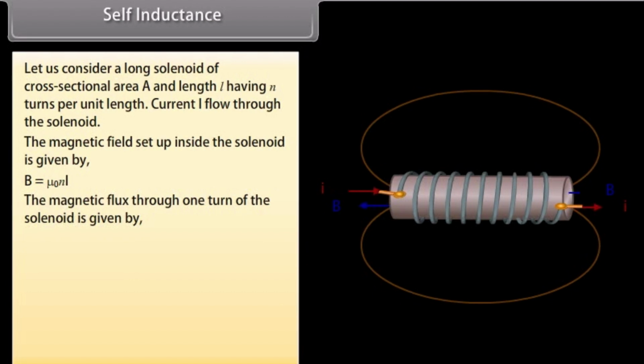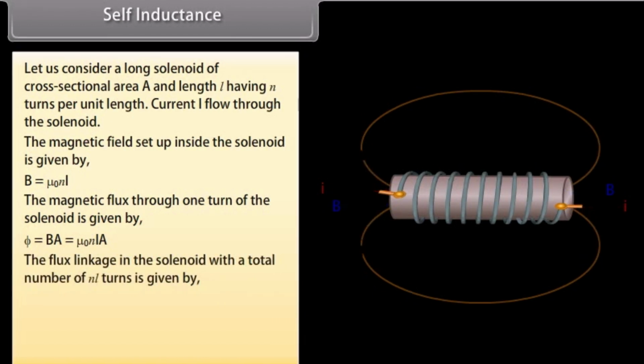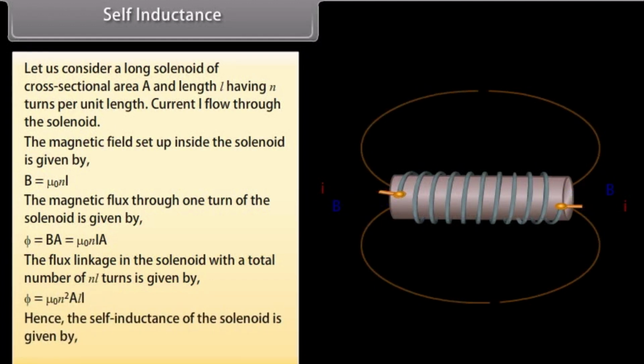The magnetic flux through one turn of the solenoid is given by the product of mu naught, n, I and A. The flux linkage in the solenoid with the total number of nL turns is given by mu naught n square A L I. Hence, the self-inductance of the solenoid is given by mu naught n square A L.